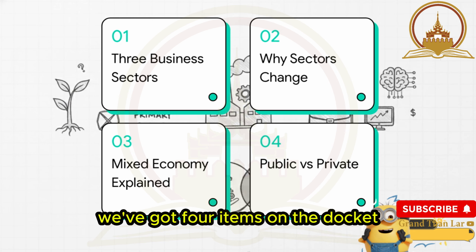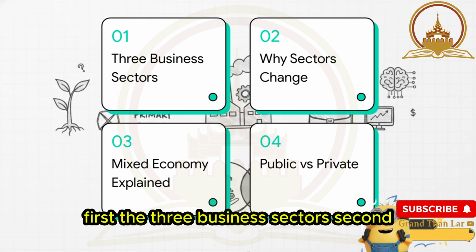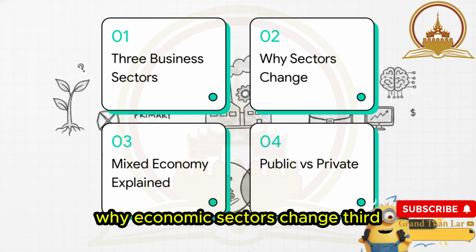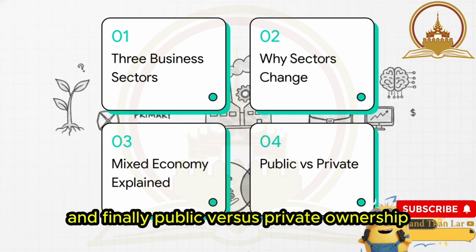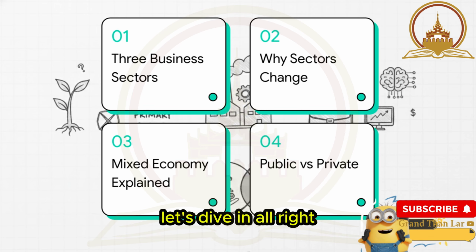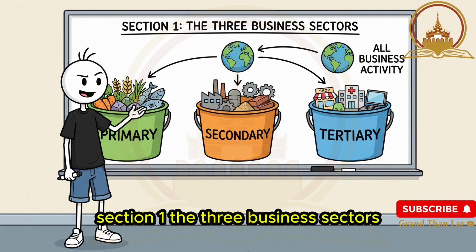We've got 4 items on the docket. First, the 3 business sectors. Second, why economic sectors change. Third, the mixed economy explained. And finally, public versus private ownership. Let's dive in. All right, Section 1, the 3 business sectors.